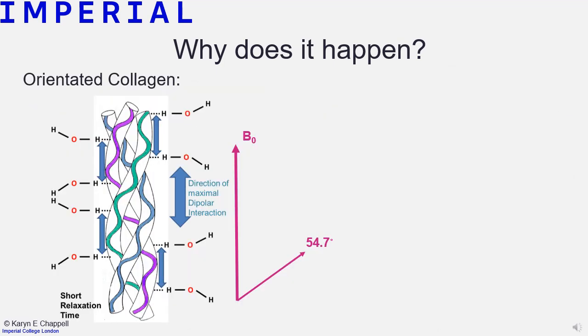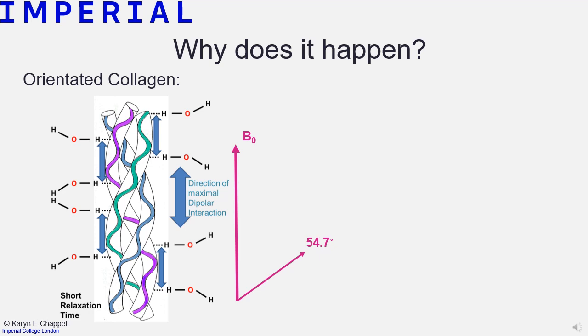The proton interactions occur along the same axis as the collagen fiber. When the collagen fiber is orientated parallel to B0, the dipolar interaction is maximal, the blue arrows, leading to very fast T2 relaxation times. The relaxation sink for the entire water proton system is primarily the hydration of the polar sites on the main chain.